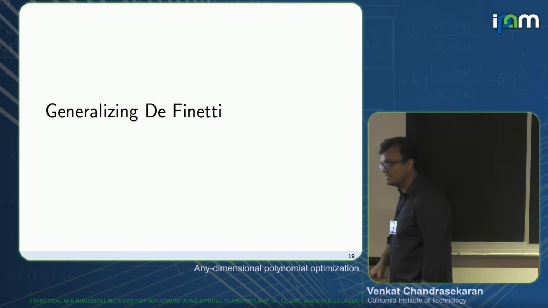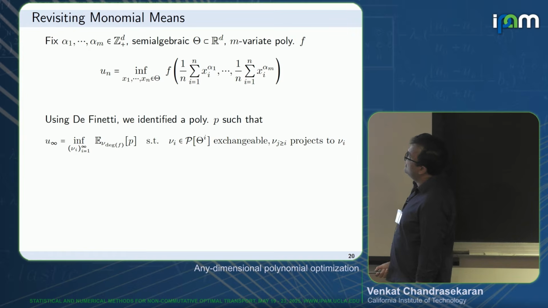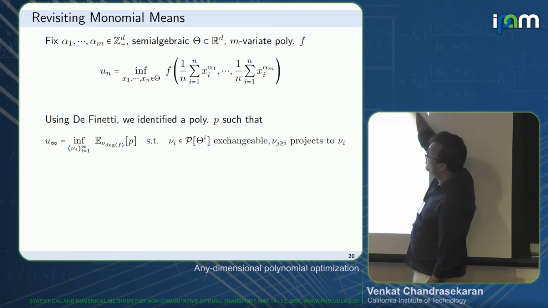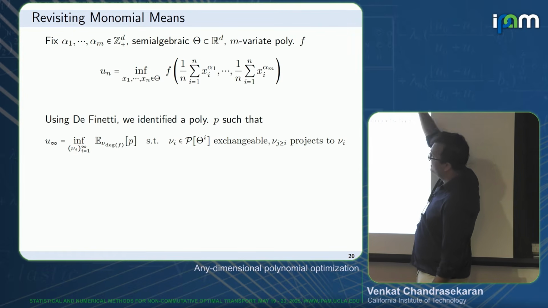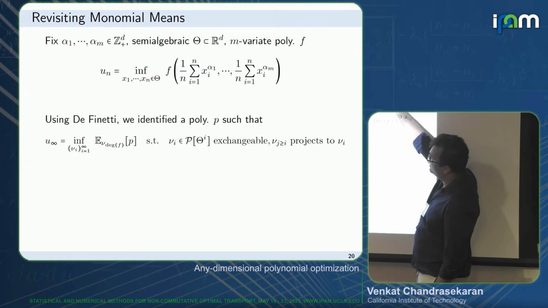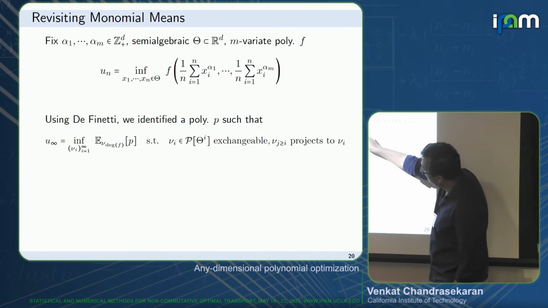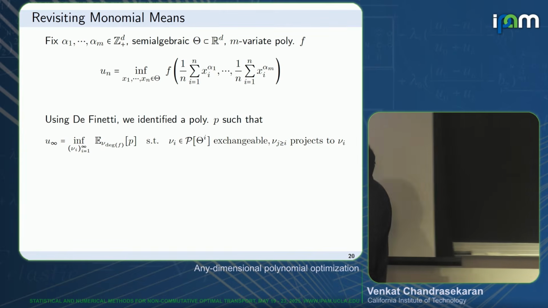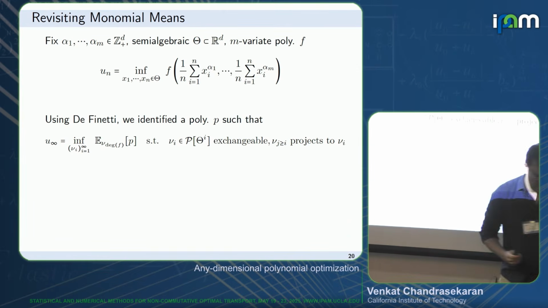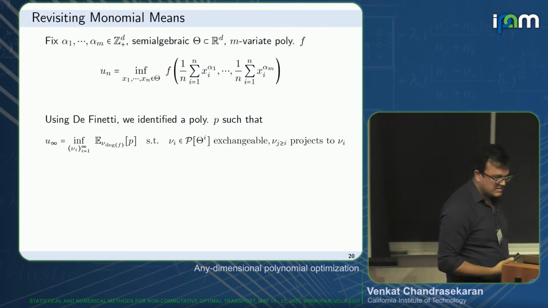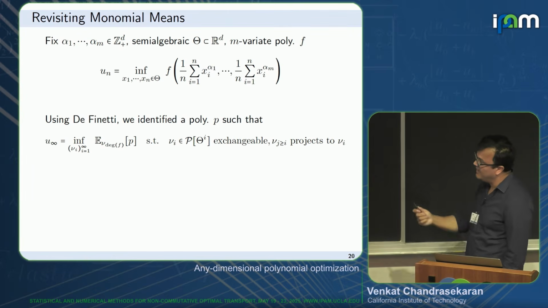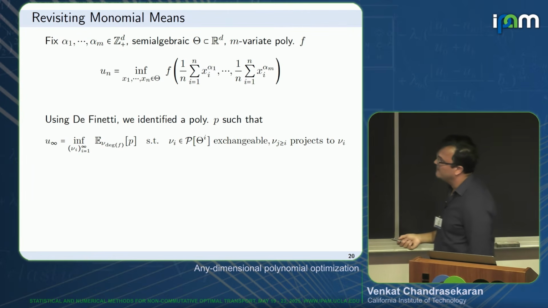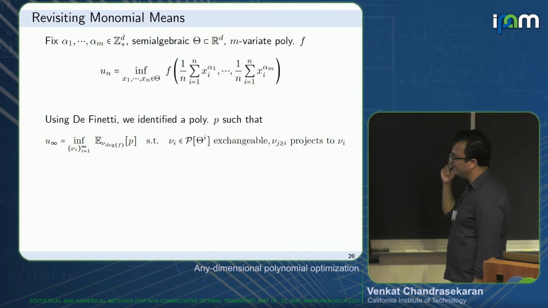How do we turn this crank of de Finetti? Again, let's revisit the monomial means problem. This was that prescription. Using de Finetti, we had this reformulation. We identified a polynomial p and an index degree of f such that the limiting optimal value could be written in this way. This was after applying de Finetti.